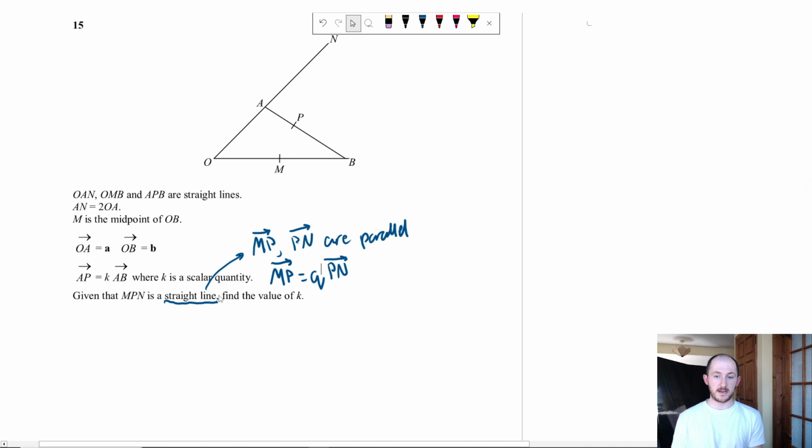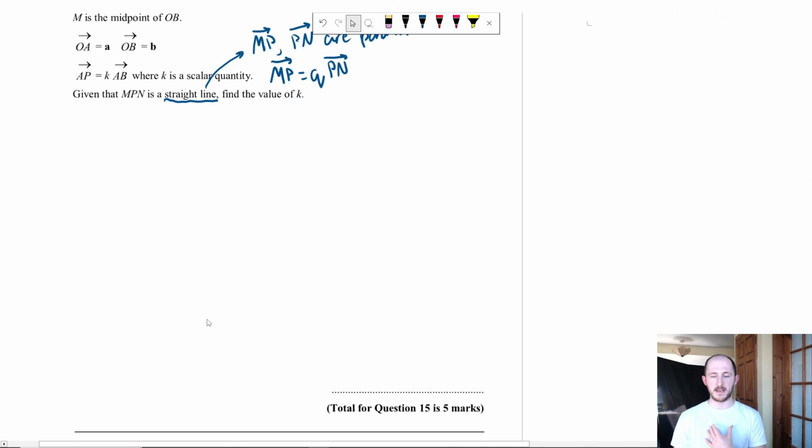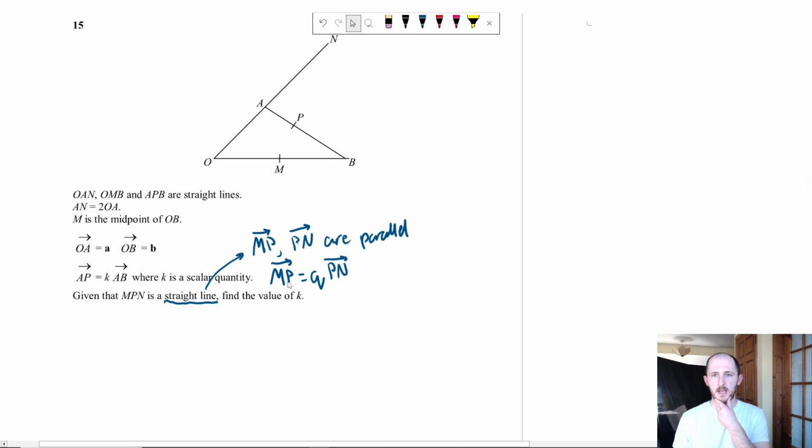So whenever you see straight line, it means the separate pieces of the three letters are parallel to each other. So MP and PN are parallel. And if two vectors are parallel, they're scale multiples of each other. Now, in my opinion, mark schemes for vectors are really bad, as in they don't explain things very well at all. So I'm going to show you a method that might look a bit longer, and then I'll show you the shortcut. The shortcut is what the mark schemes use, but I'm going to explain it fully, which means we might take up quite a bit of space, but then I'll show you what the shortcut is, which again is what the mark scheme tends to use.